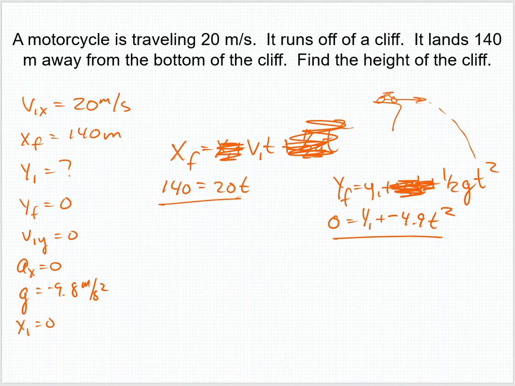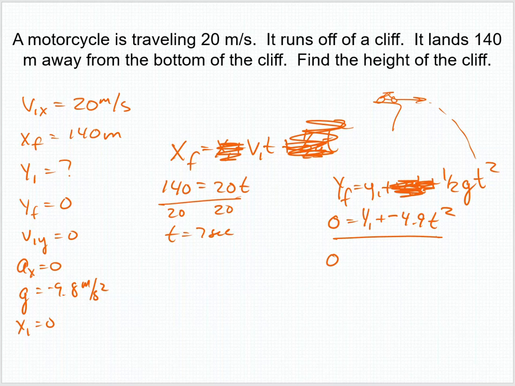What I want to point out to you here then is that my y equation has two variables. I can't solve for two variables at the same time. So I'm going to go back to my x equation, and I have one variable, just time. So if I divide both sides by 20, we get t equals 7 seconds. Now, because the time that it took to go that 140 meters is also the same time it took to hit the ground and land, that's the same time.